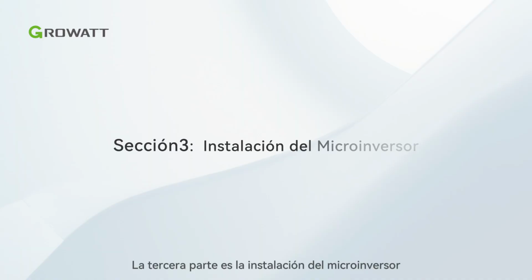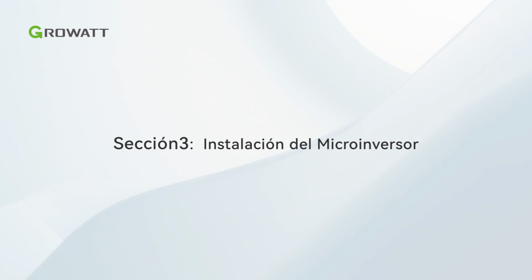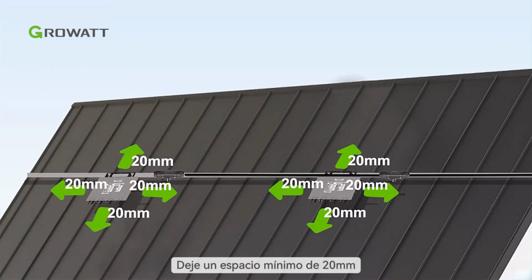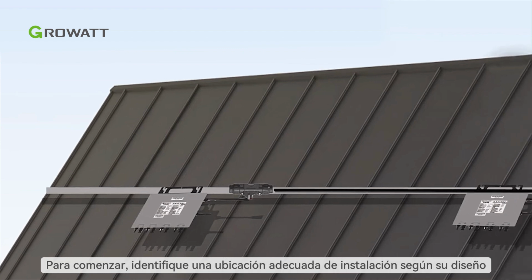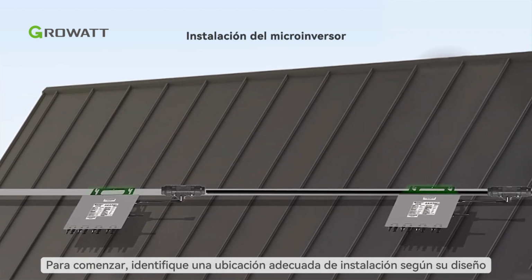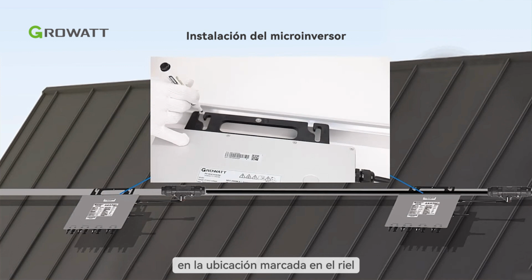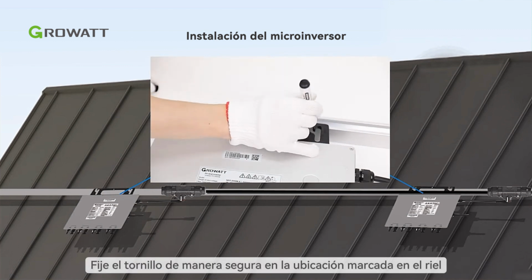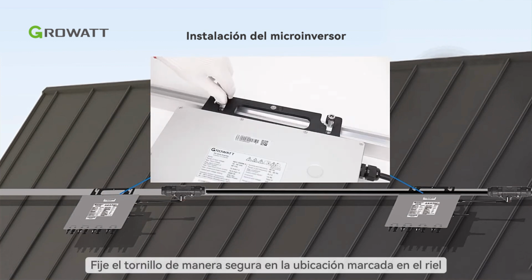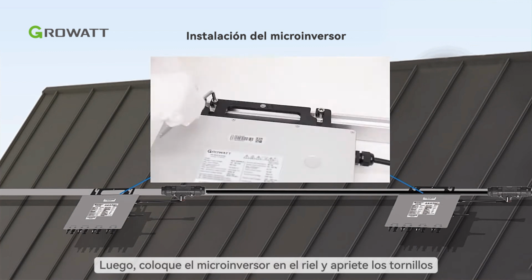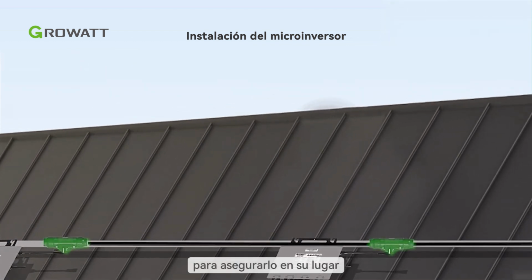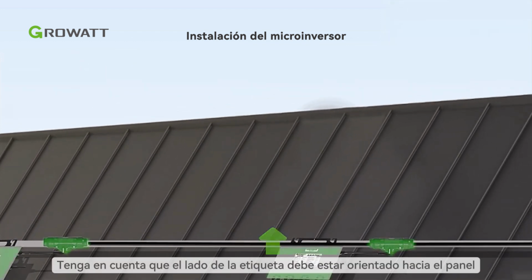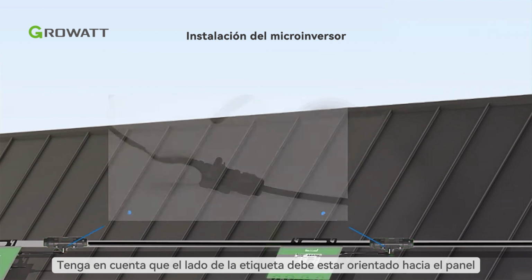The third part is microinverter installation. Allow a minimum of 20 mm space around the microinverter enclosure to ensure ventilation and heat dissipation. To begin, identify a suitable installation location based on your design and mark the location on the rail. Securely fasten the screw at the marked location on the rail. Next, place the microinverter on the rail and tighten the screws to secure it in place. Please note that the label side should be facing towards the panel.